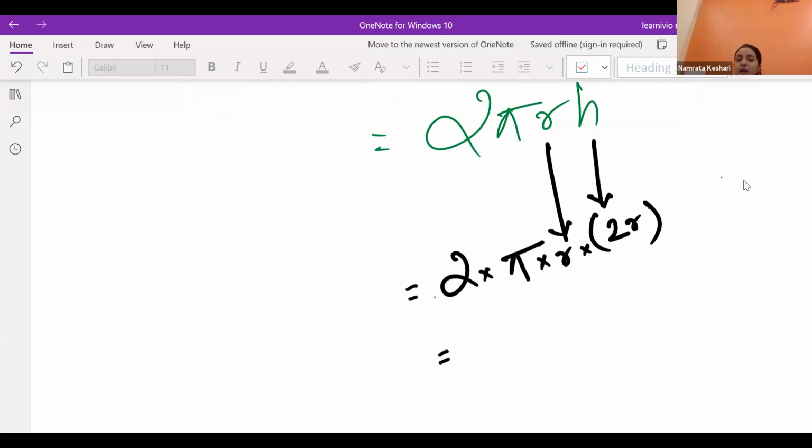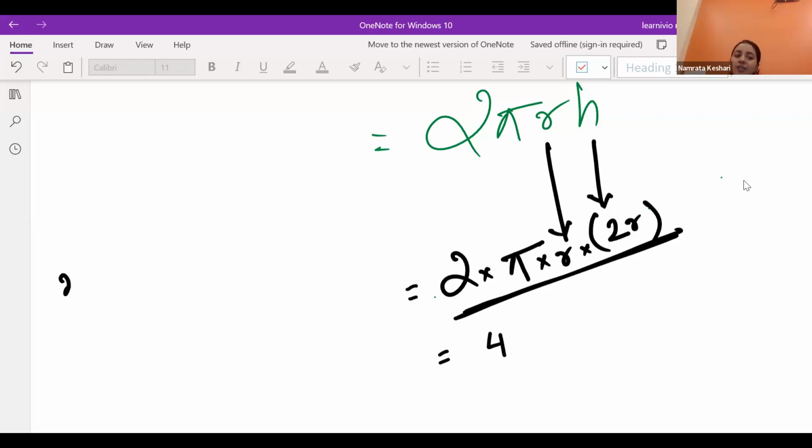It was 2 pi rh. r is r only, h is 2r. If we multiply all of them, what will we be getting? 2 pi into 2r square. Let's multiply 2 with 2. We are allowed to multiply number with number.